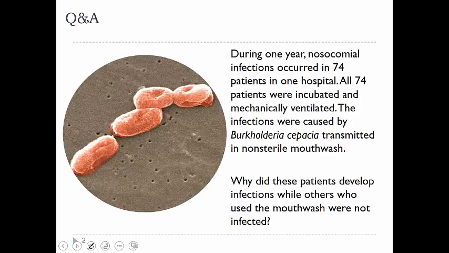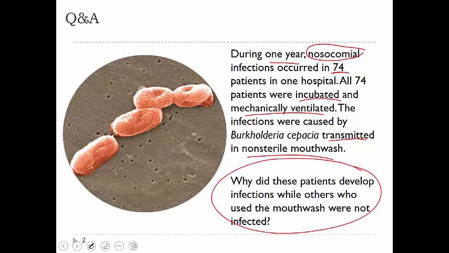So first, just a question for you to think about. During 1 year, nosocomial infections occurred in 74 patients in the hospital. All of those patients were intubated and mechanically ventilated. The infections were caused by Burkholderia, transmitted in non-sterile mouthwash. Now, these weren't the only patients who used the mouthwash. Other patients used it and did not have any problems. Why was it these patients that actually had an infection and not the others?